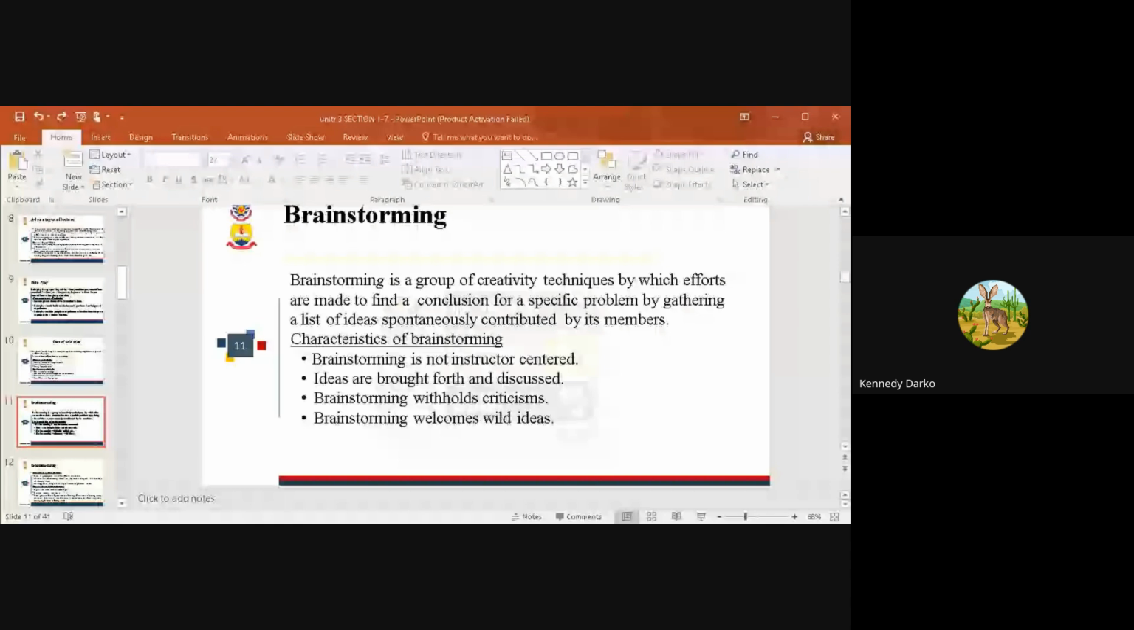Brainstorming again welcomes wide ideas. So once you are brainstorming, everybody brings their mind. We'll pick the odd ones out and say, oh, this one is good. This one, let's put this one. Let's make it this way. Then at the end, we all come out with fortified answers. That is for brainstorming.